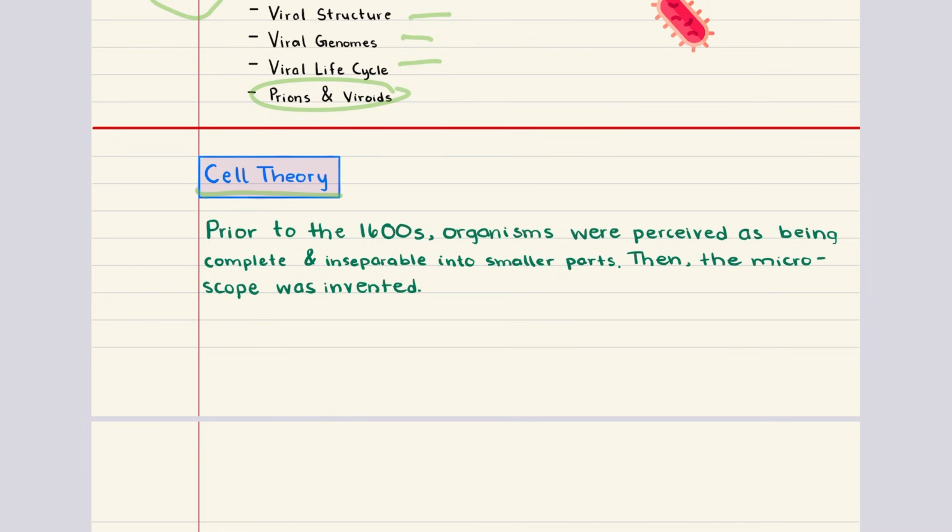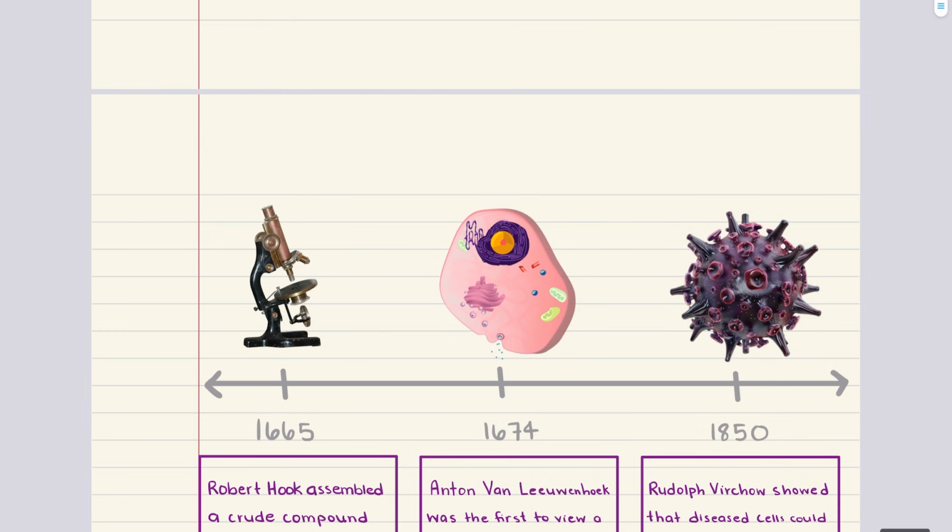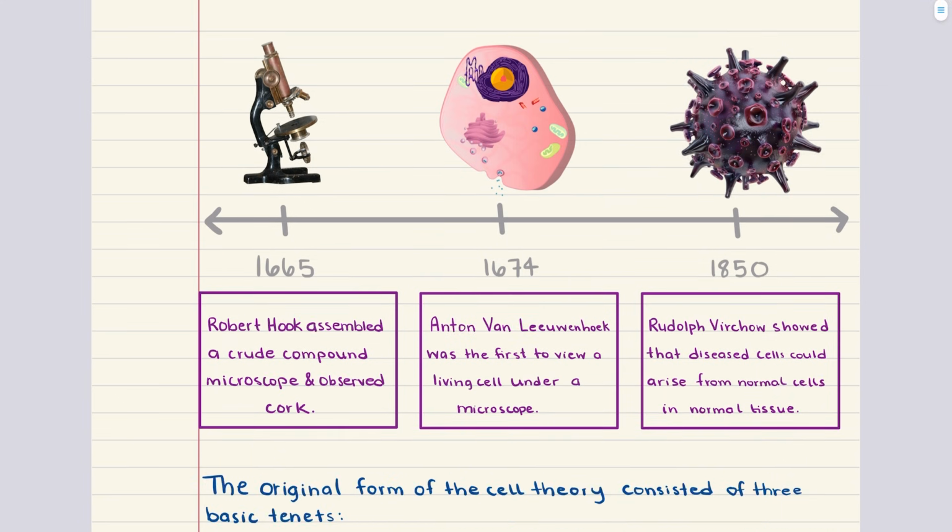Before the invention of the microscope, people believed that living organisms were complete and indivisible, which means that they couldn't be broken down into smaller components. But all of that changed in the 1600s when the microscope opened an entirely new world of observation. In 1665, Robert Hooke built a crude compound microscope, and he used it to examine a slice of cork. What he saw reminded him of small rooms that he called cells.